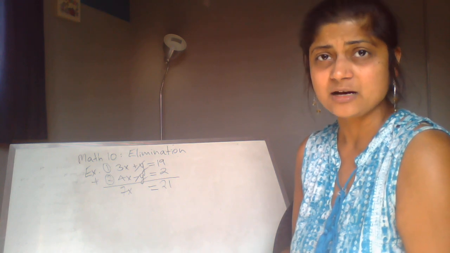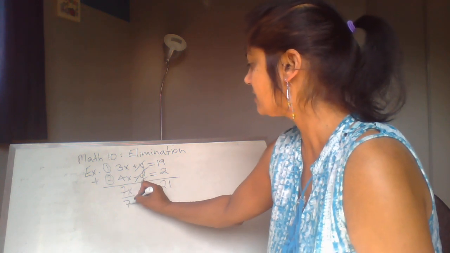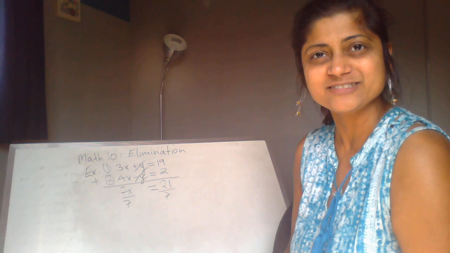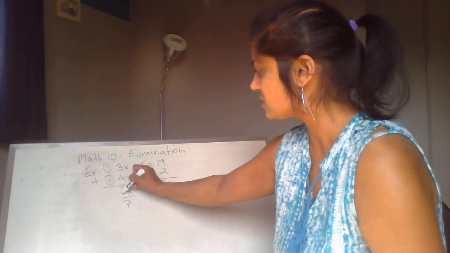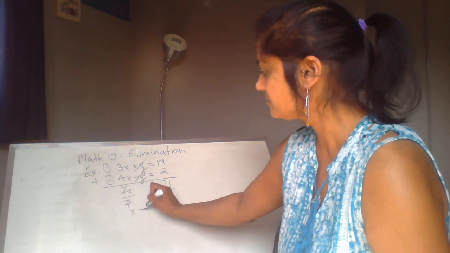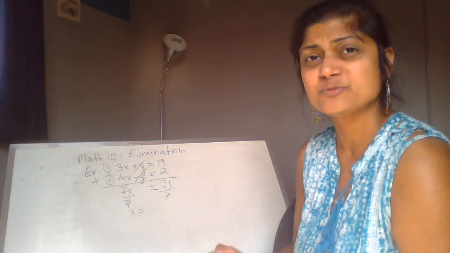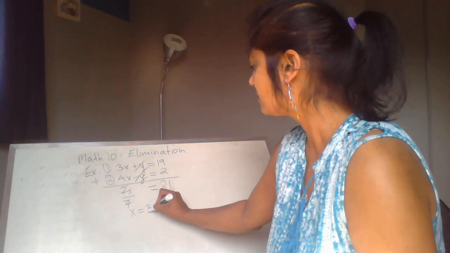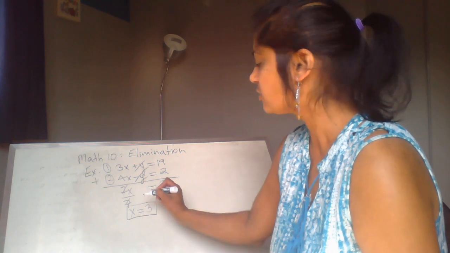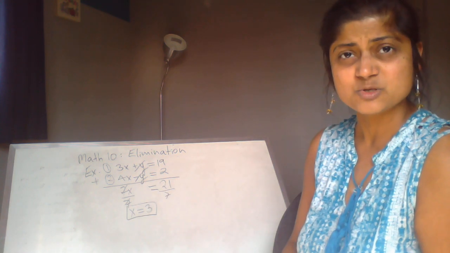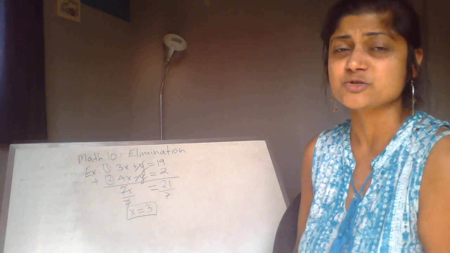And what we're going to do now is just divide by 7. I notice this is just a simple equation, okay? And the 7 is going to cancel out. What I'm left with here is 21 divided by 7, which is equal to 3. So this is the value for x. I'm going to box my answer so the teacher can clearly see what my answer is.